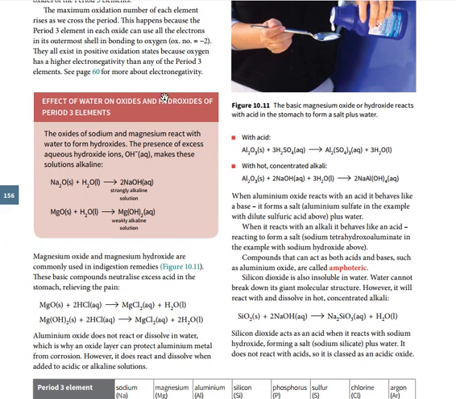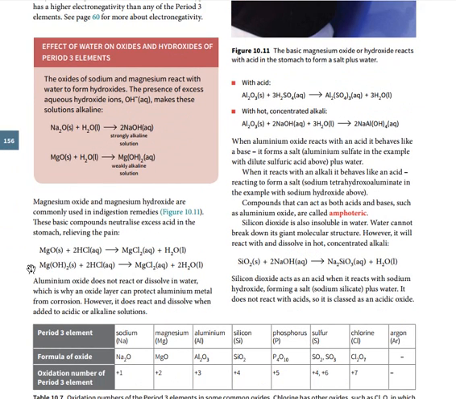So we have the effect of water on oxides. You need to know that generally when you place an oxide in water, it is going to produce sodium hydroxide, and magnesium oxide with water is going to produce magnesium hydroxide. But you have different cases in aluminum and silicon, where they are mostly amphoteric hydroxides.